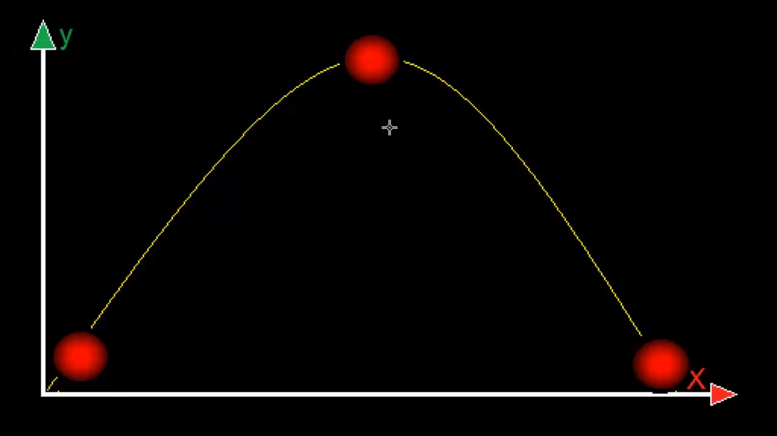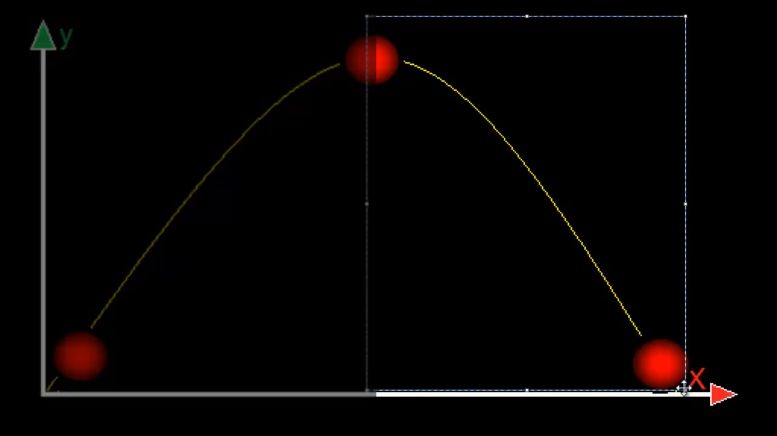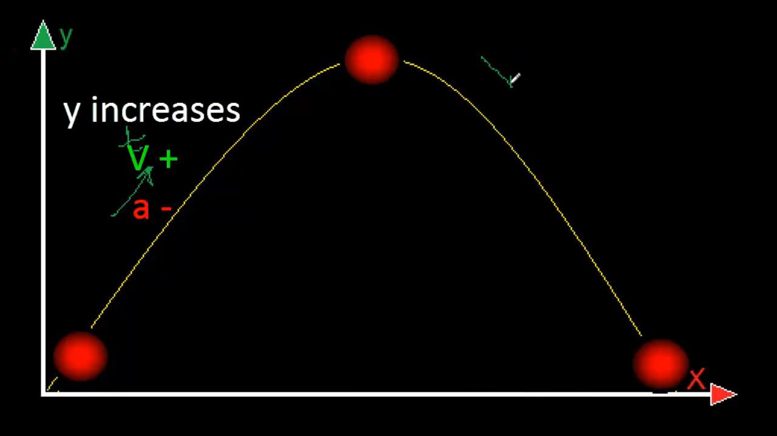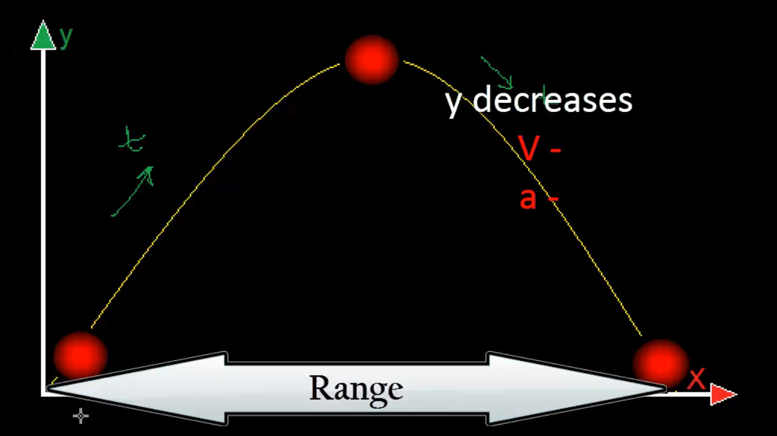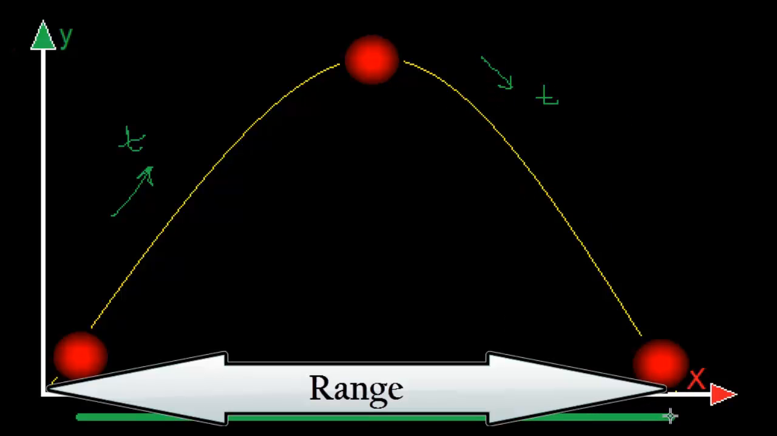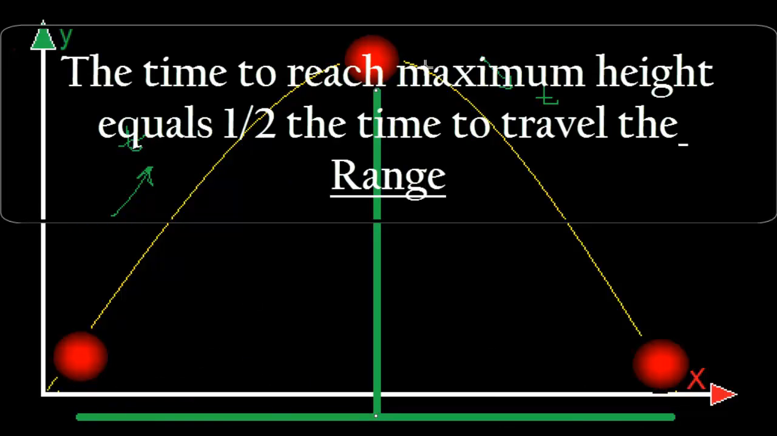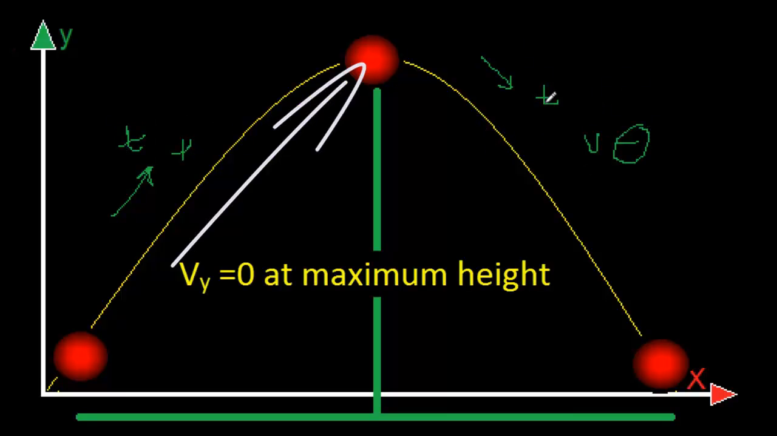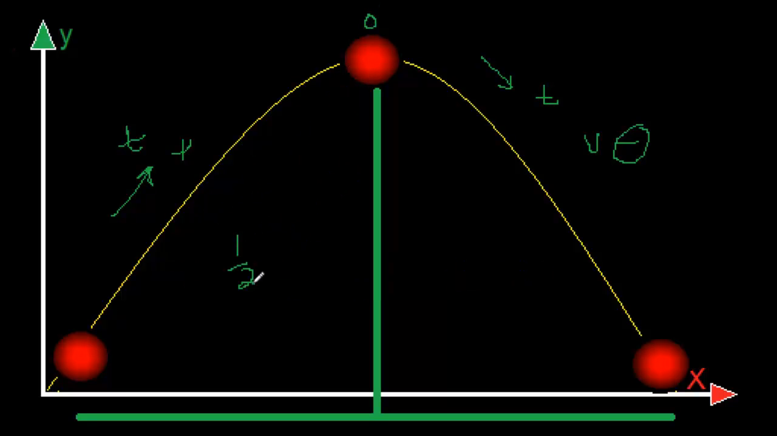Another property of this graph is that it's symmetric, which means this half of it is exactly the same as this half. The time it takes the ball to rise equals the time it takes the ball to fall. The total time is from when the ball leaves the ground until the ball gets back. Half of it is the ball rising and the other half is the ball falling. And if you think about it, to switch from positive velocity going up to negative velocity going down, it has to be zero somewhere in here. So the maximum height is always at half the total time. That's also important to know.